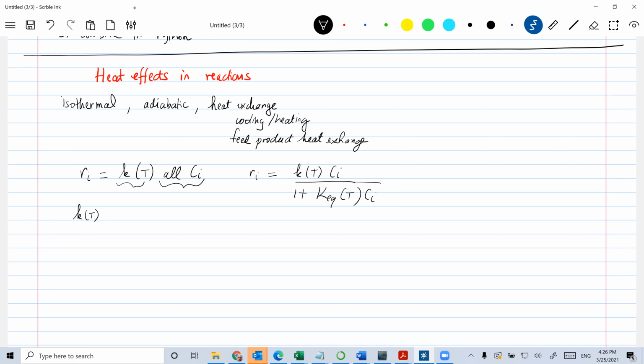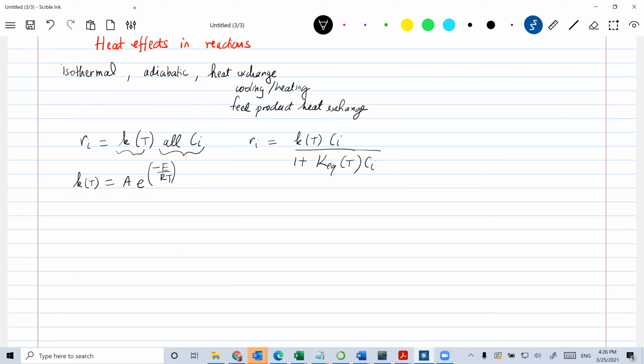KT follows the Arrhenius equation. Okay. And let's say K equilibrium, for example, if it's an equilibrium with respect to concentration, follows the Van 't Hoff equation, which is the K equilibrium at some reference temperature times e to the minus delta H of reaction over RT. So you can see the temperatures start to creep up in all the different forms.